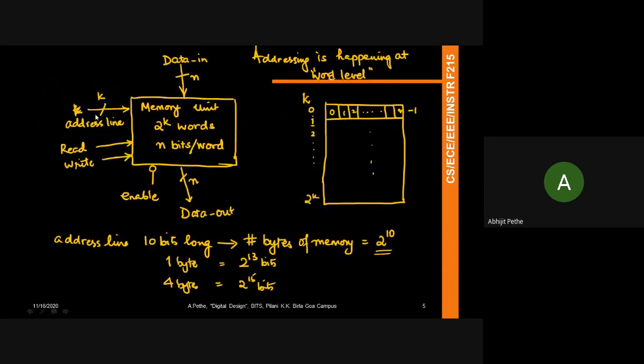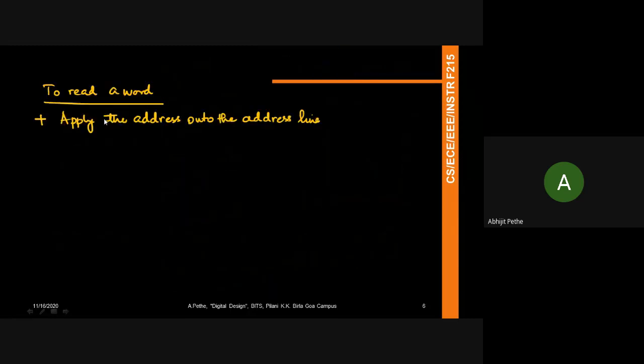So the first thing I want to do is, before I read anything, I need to ensure that the address has appeared on this address line, right? Otherwise, there's no point in turning on this memory. So I will first ensure that the address is ready at this point. Once the address is ready, then I will enable the read signal, right? So let's assume that once the address is ready onto this address line, then I enable the read.